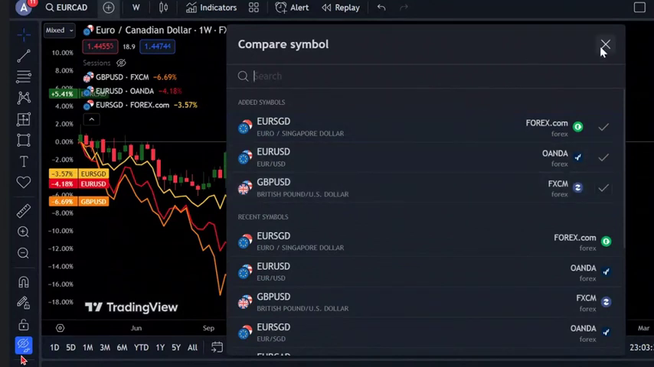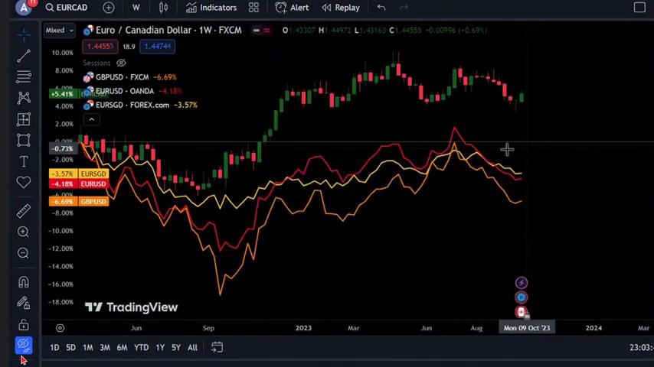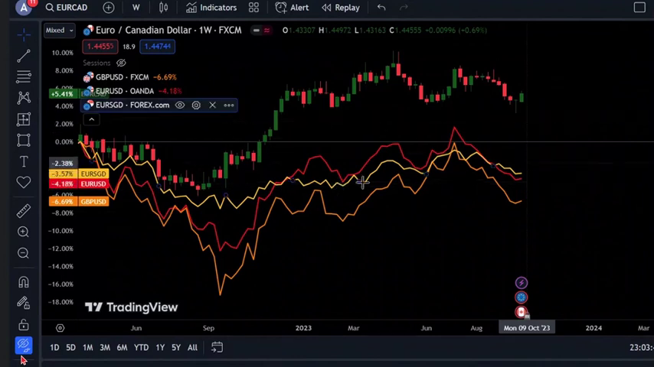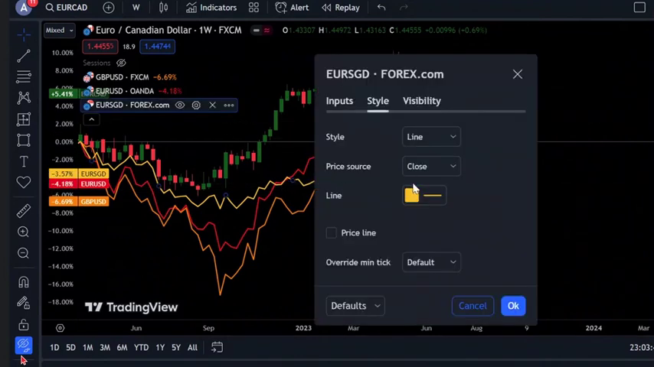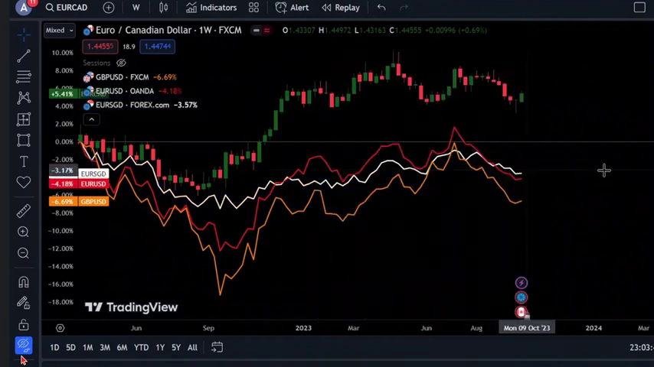Okay, so let's see. Did it make a lower low or higher low? Now click on Euro SGD and make it a distinct color. Make it like white or something. Okay, so see there now. You see how, based on the bodies, it made a higher low. But click on the candles.